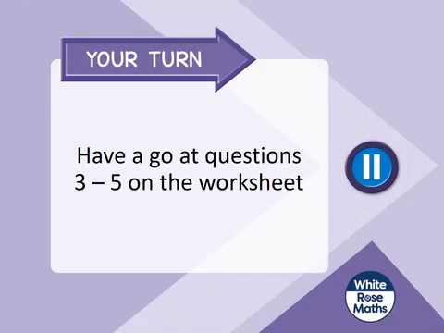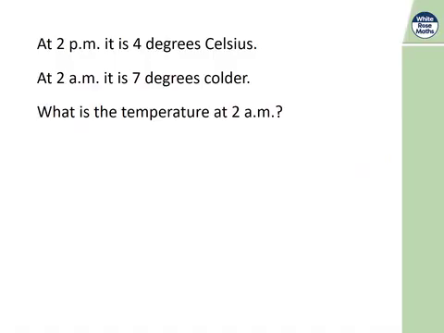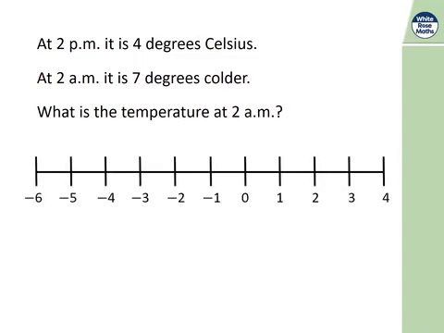Have a go at questions 3 to 5 on the worksheet. At 2 p.m. it is 4 degrees Celsius. At 2 a.m. it is 7 degrees colder. What is the temperature at 2 a.m.? I'm going to use a number line to help me. So what do we know? We know at 2 p.m. it is 4 degrees Celsius.